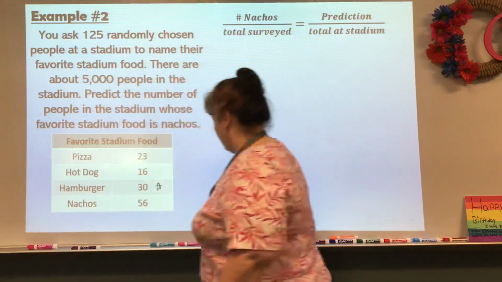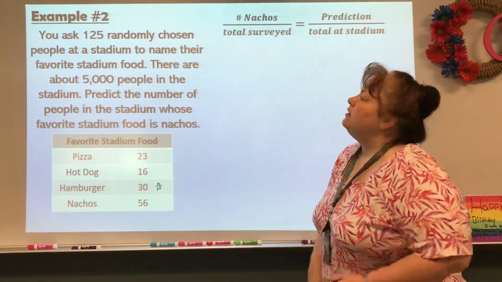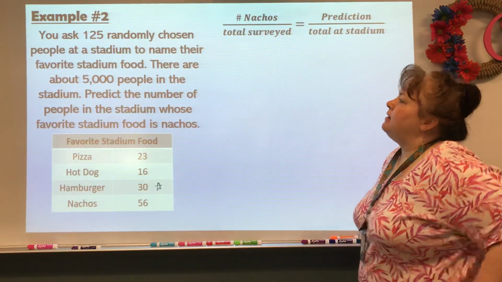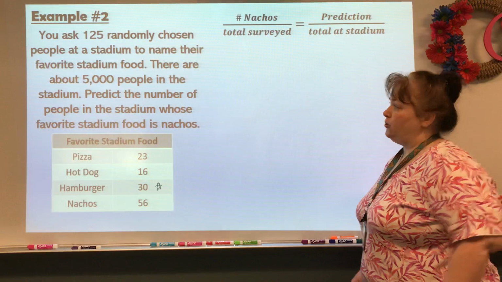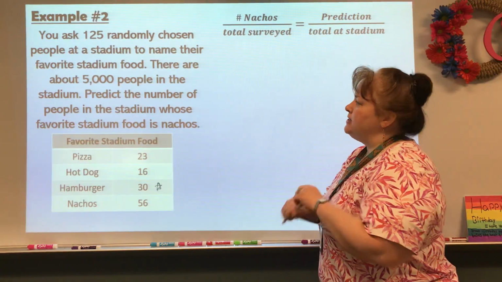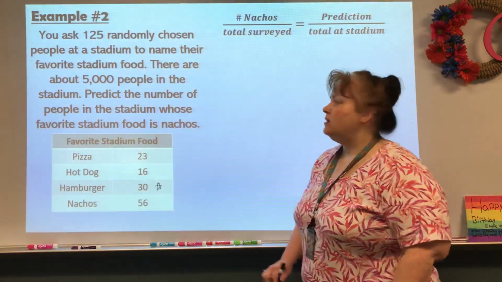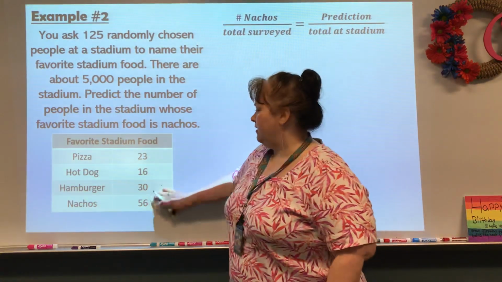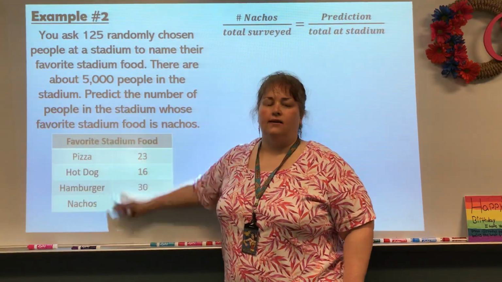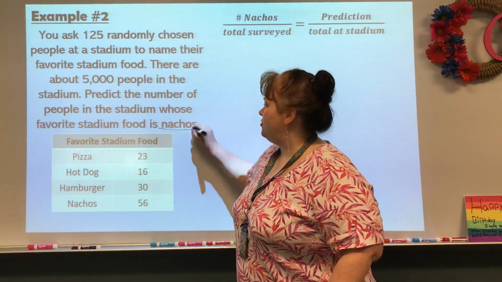Okay, so on number 2, you ask 125 randomly chosen people at a stadium to name their favorite stadium food. There are about 5,000 people in the stadium. Predict the number of people in the stadium whose favorite food is nachos. So we have our chart here of all the foods that they surveyed, and we're looking at nachos.